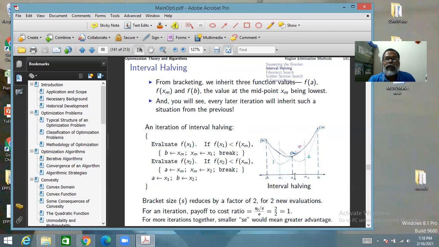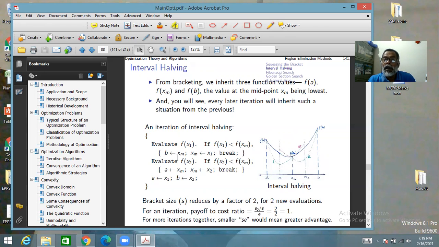And in the first iteration, we evaluate the function at x1, that is, the midpoint from A to xm. So A to xm is half the current interval, and this is at its half. If here the function value turns out to be lower than at xm, then it has to be lower than the function value at B also, because xm itself was lower than that. So if at x1 the function value is lower than at xm, that means this value is lower than both of these. In that case, we can take this as the next interval.